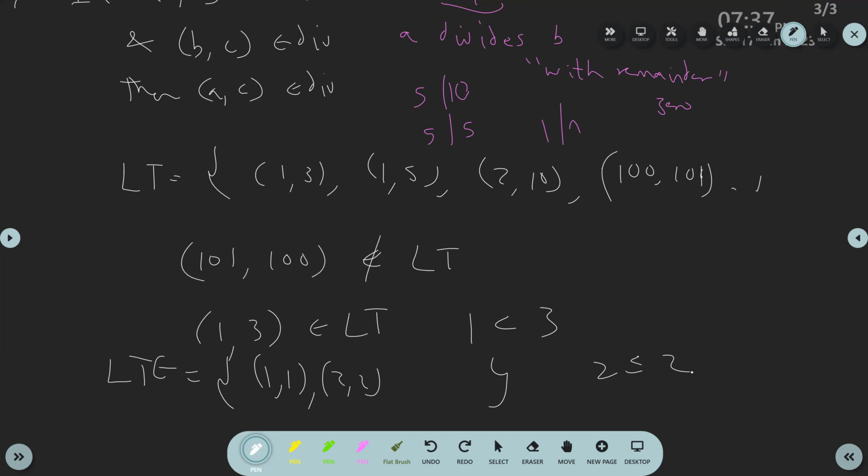The operation doesn't happen in the set. That is correct. The operation is being done on the numbers, right? The numbers 5 and 10 belong to the set of natural numbers. So we are considering the ordered pair (5, 10), which is a member of N cross N. Now the question is, is this a member of div or not? Because N cross N is a very big set, and div is a small subset of that. Correct.